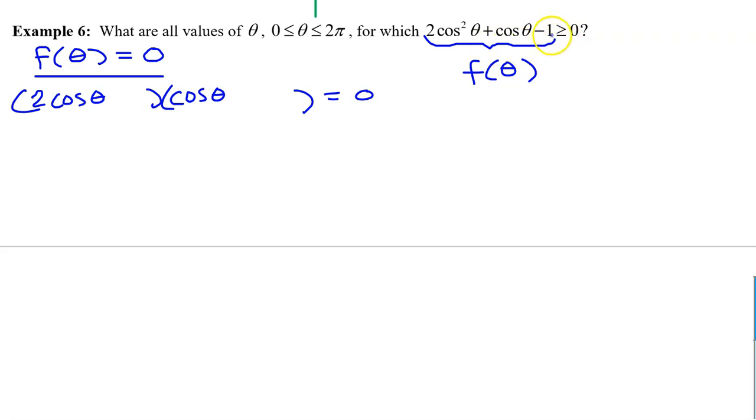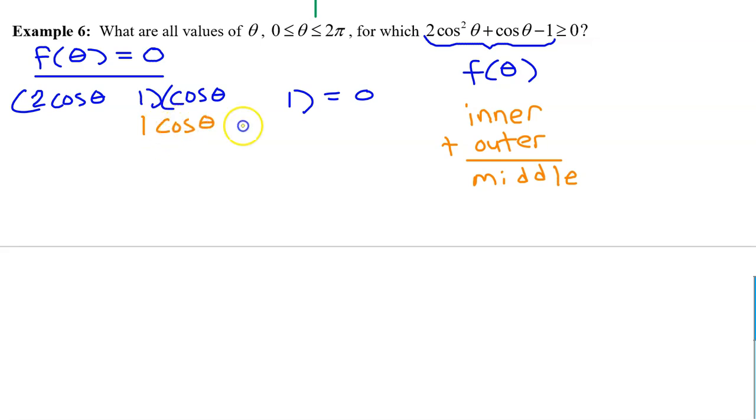Next, I skip to the third term. Ignoring the negative sign, I ask myself what times what makes 1? Well, that has to be 1 times 1. Now, here's where the middle term comes in, because inner plus outer must equal middle. What do I mean by that? When I say inner, I'm talking about these two terms. So inner, I have 1 cosine theta.